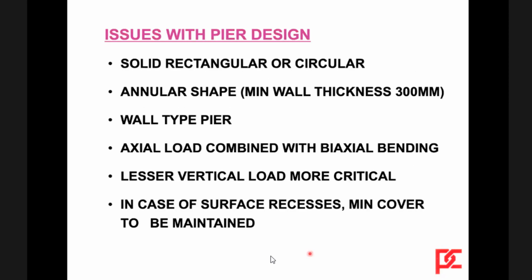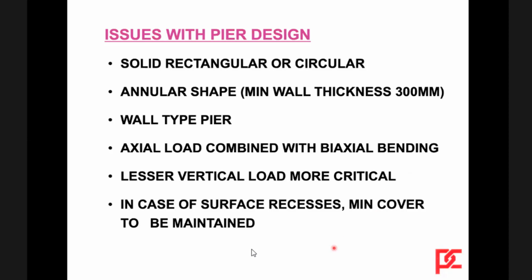Then the issues with the pier design. The piers are normally solid rectangular or circular, or even annular hollow piers also. In the case of hollow piers, the minimum thickness of the wall shall be 300 mm. For wall type piers, axial load combined with biaxial bending is also to be treated in the design of the pier. And sometimes very less vertical load becomes more critical when the horizontal forces are very high. Very less vertical load becomes critical in the design.